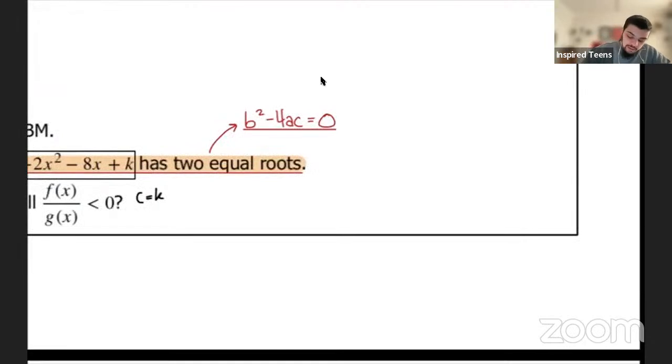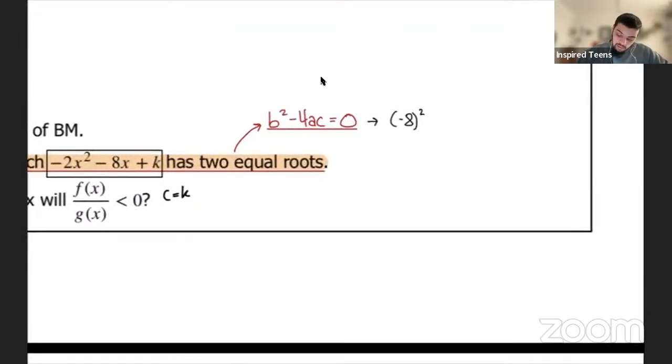So what we need to do is substitute the values of b, a, and c into this formula and then solve for k. So b squared would be negative 8 squared, minus 4 into a, negative 2, into c. Now c is k, because it's given as k and doesn't have an actual value. And we equate this to 0. Now we essentially solve for k.